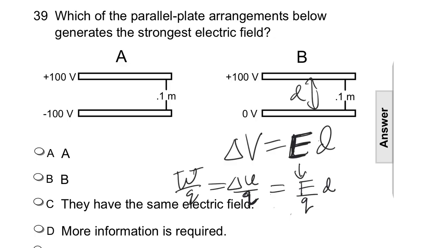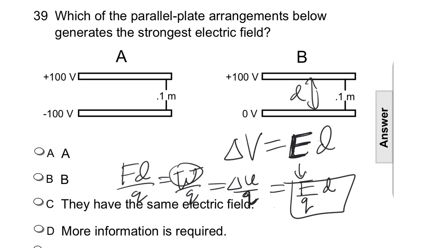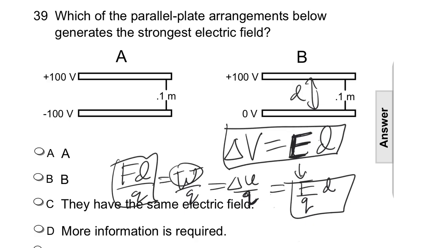The work that the field does in moving the test charge, and the work is equal to electric force times the distance that's moved over Q. So look, these two equations prove that the voltage, the potential difference between the plates, is equal to ED. So this is an important equation for parallel plates.